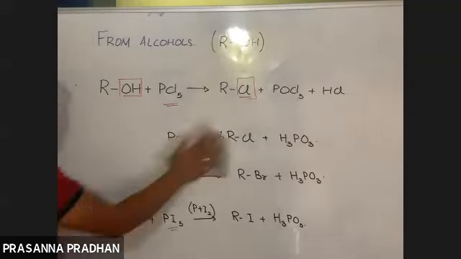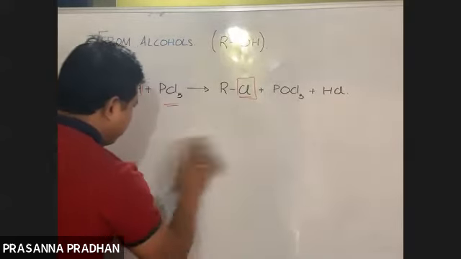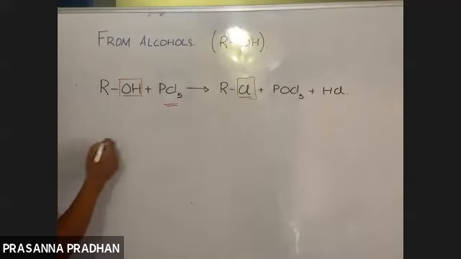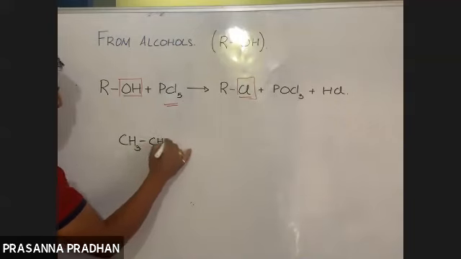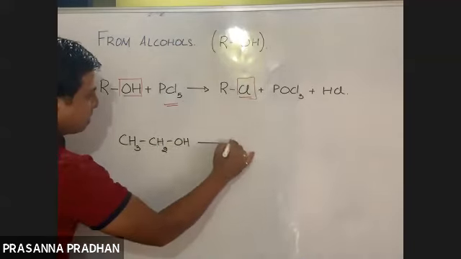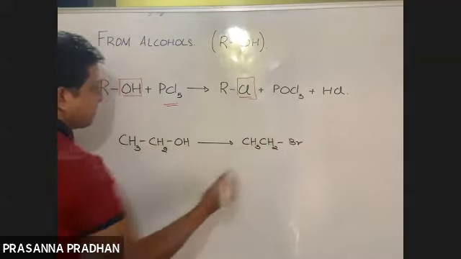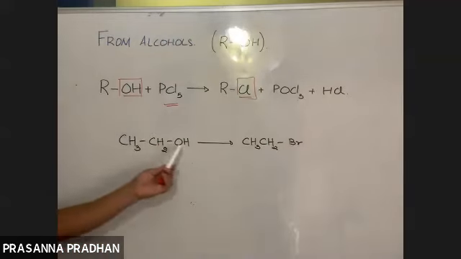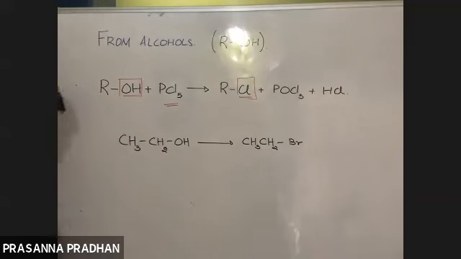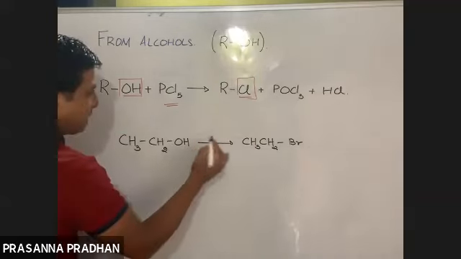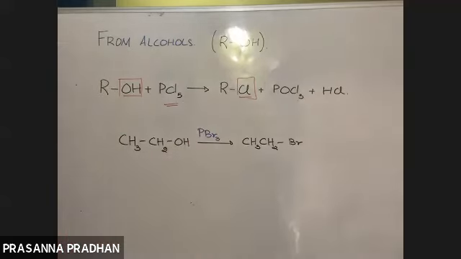Okay, if you are given this type of question now, how will you convert, say, ethyl alcohol to ethyl bromide? Suppose this transformation. So what are we supposed to do? We are supposed to convert alcohol to alkyl bromide. So what is the reagent? Yes, now we know what is the reagent for substituting OH by Br. The reagent would be PBr3.